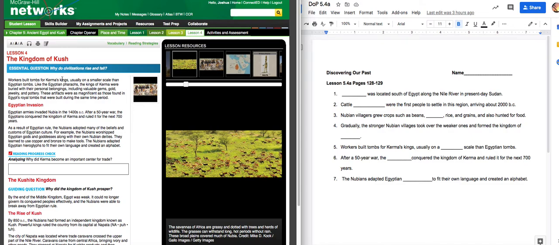Workers built tombs for Kerma's kings, but they were usually on a smaller scale than Egypt's tombs. Okay, so that could be done for a number of reasons, guys. 1, lack of resources, or 2, they looked at Egypt's huge tombs and said, cool, but a little wasteful. And so we're going to honor our kings, but we're not going to go as big as you did. Like the Egyptian pharaohs, the kings of Kerma were buried with their personal belongings, including valuable gems, gold, jewelry, and pottery. These artifacts were as magnificent as those found in Egypt's royal tombs that were built during the same period. So they're just trying to say everybody knows about Egypt and how great they were. Not too many people know about Nubia and Kerma, and yet they're probably equal, just not as famous.